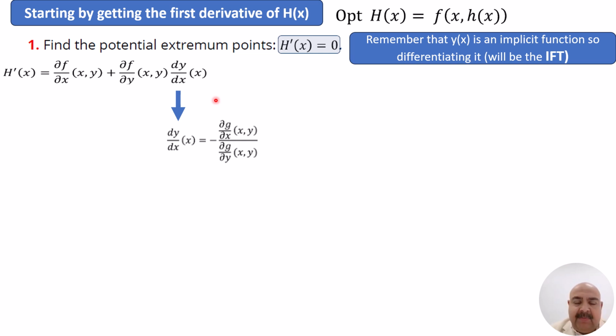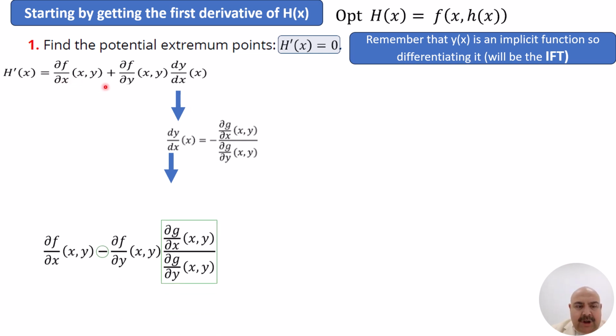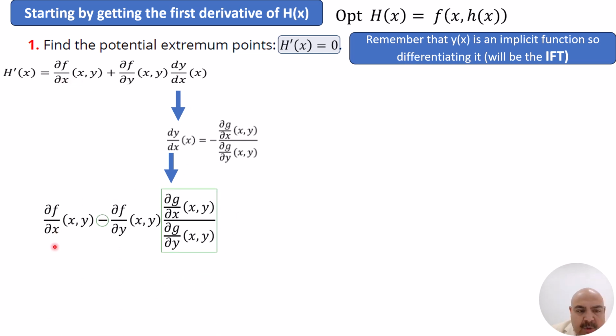If you remember from the implicit function theorem, all we have to do is to get dy by dx for the constraint function g, which is minus, of course, with a negative sign, partial g partial x divided by partial g partial y. Of course, this requires that the first partial derivative of the constraint with respect to y is not equal to 0. Once we get dy by dx, we will make this substitution in h dash of x. And this is what we are going to have.